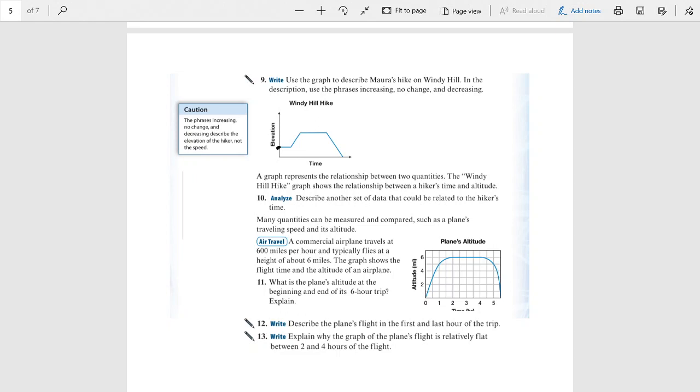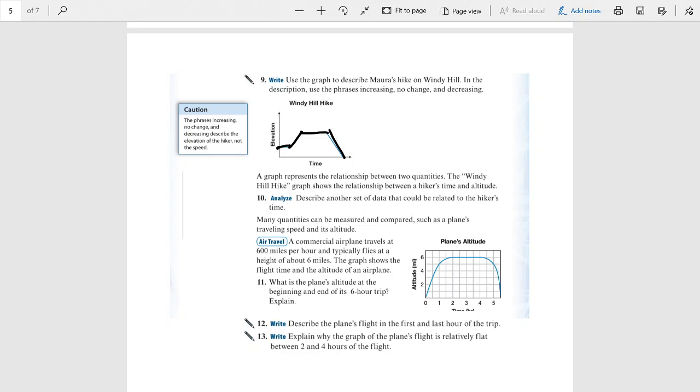What I see is no change, so no elevation gain. Then she's going up the hill, she stays on the hill, and then she goes down the hill. So a graph represents the relationship between the two quantities, time and elevation.